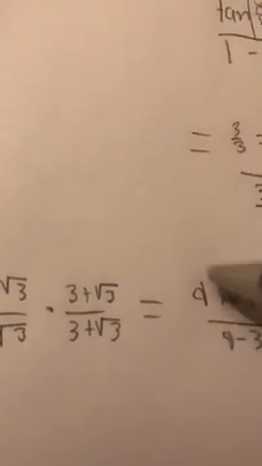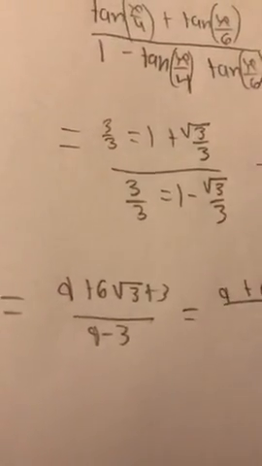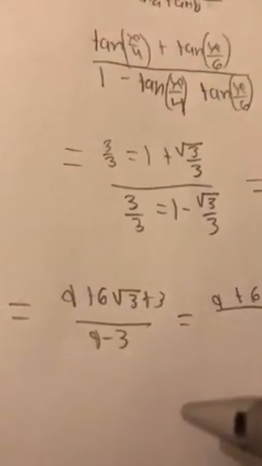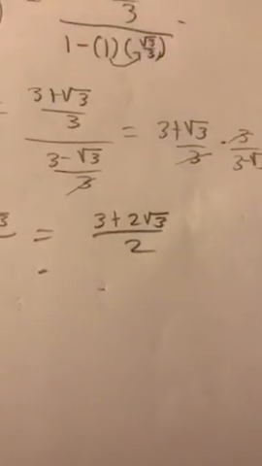I'm just going to multiply it by 3 plus square root of 3 to get rid of this square root, sorry. And you get 9 plus 6 square root of 3 plus 3 over 9 minus 3. And just keep simplifying it down till you get the answer: 3 plus 2 square root of 3 over 2.